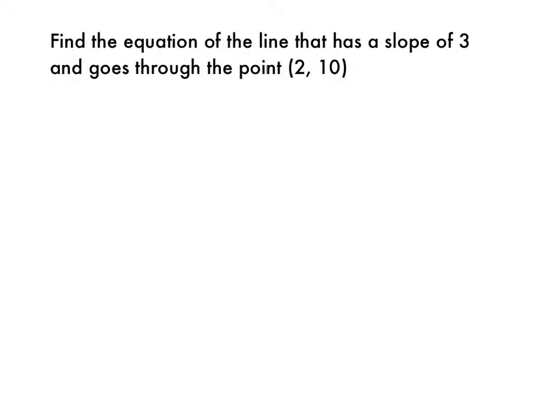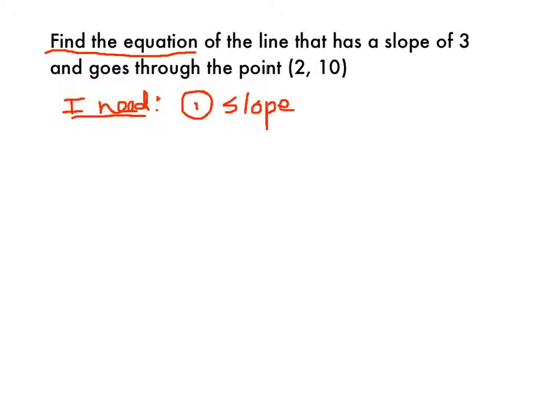When you're asked to find an equation of a line, as soon as you see those words, find the equation, I immediately, and this is what I suggest that you do as well, write the words, I need. Because there are two things that you will need in order to find this equation. One of them is the slope. You must find the slope of the point, or between the 2 points, or any points on the line, and you must have a point.